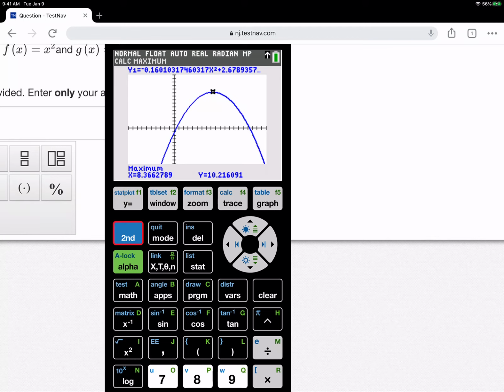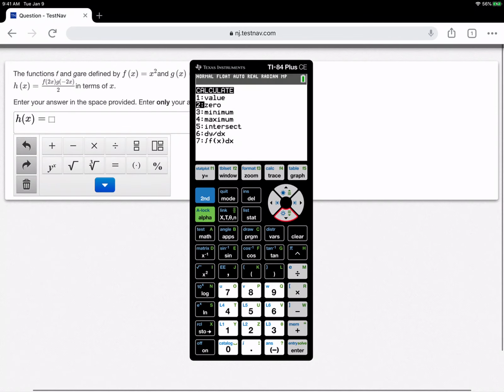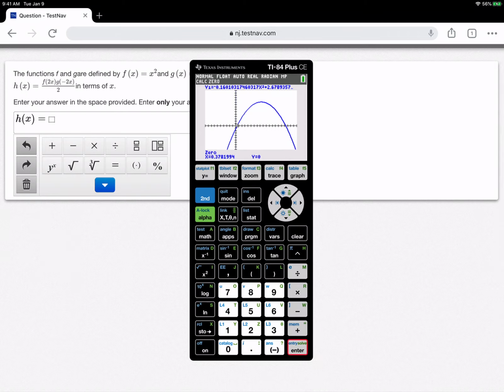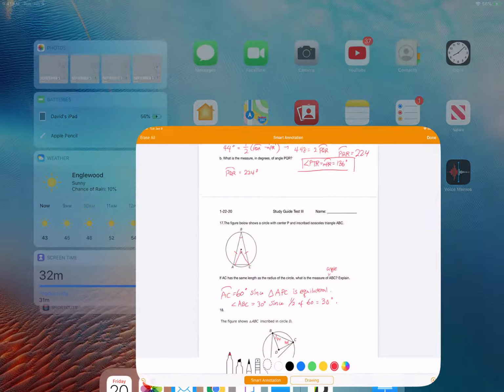So if you just press second trace here, and if you go to 0, the left bound, the right bound, the two zeros, or you could just use the quadratic formula to solve for this. Doesn't really matter which way. One of the zeros here would be at negative 0.37. I'm sorry, positive 0.37. And then you're going to press second trace, press 0, and then for the right bound, we're going to find another 0, which is at 16.35.